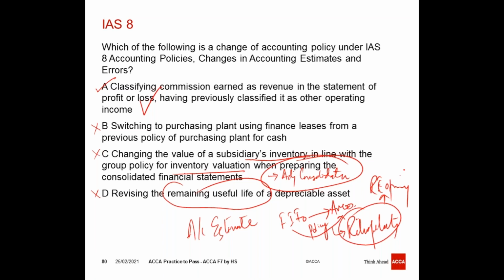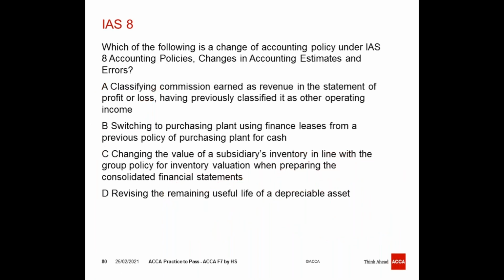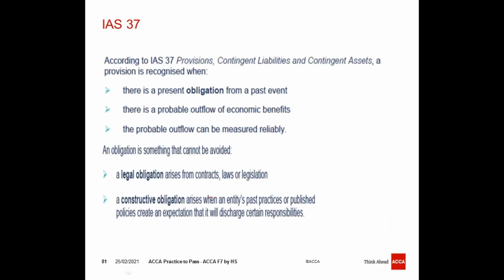What will we do in retrospectively, meaning, working? As I said previously, whenever you need to adjust something retrospectively, the previous year's related adjustment will be dealt with in the retained earnings opening balance, and the current year's impact will be reported in the current year's income statement. So I think I have given all the answers. Let's move on towards the topic IAS 37.